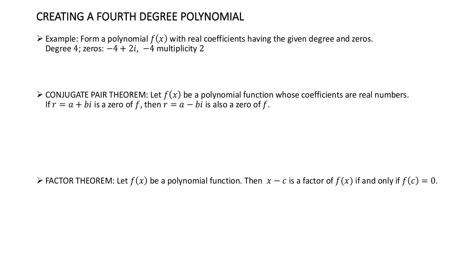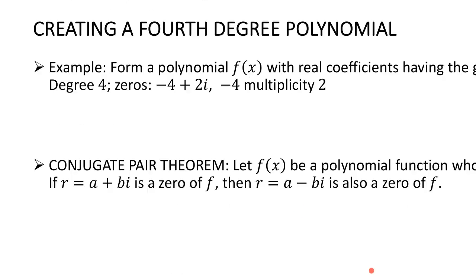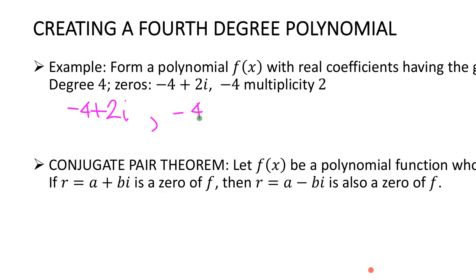So initially, we know one zero that is complex. I'm going to zoom in a little bit here just for my writing. That is our -4 plus 2i. We also know another zero is -4. Well, because of this multiplicity of 2, that actually means that particular zero is going to appear twice. So now we have 3 out of our 4.